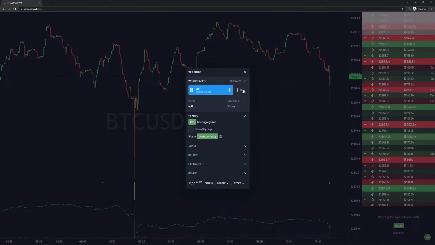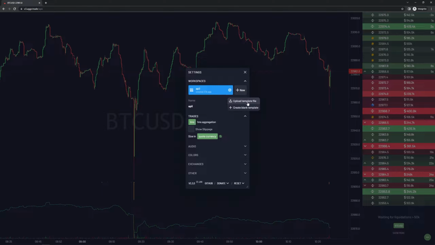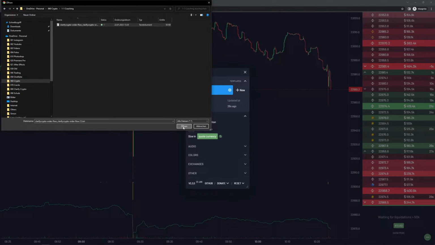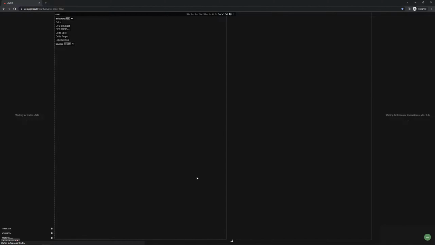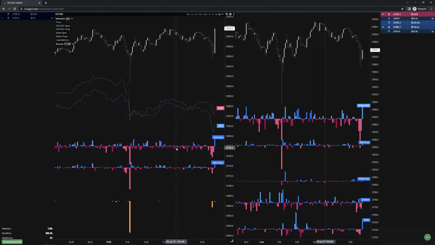If you have downloaded the template and put it onto your desktop, simply click here on New, Upload Template File. Then you search for the template file on your computer. You click it once, press Open, and then this window should pop up. You simply click on Import right there, and as you can see, everything is loading now. Once everything has loaded, it should look exactly like the chart that I have shown you at the beginning.